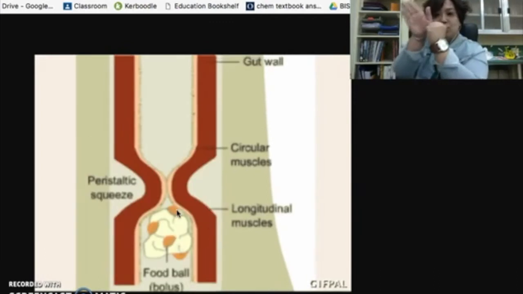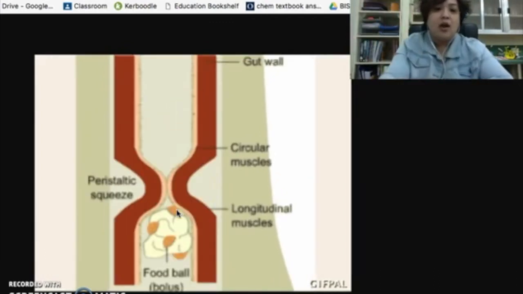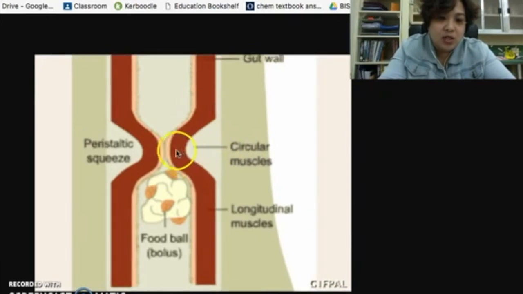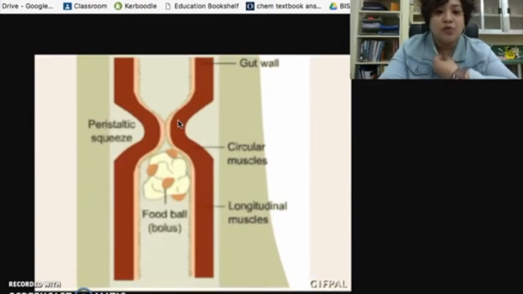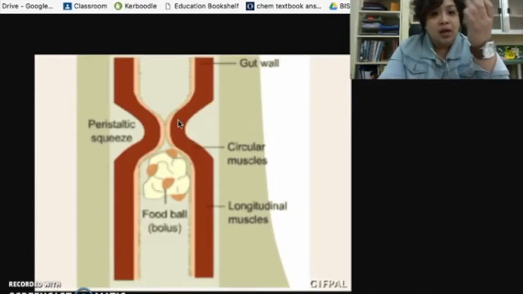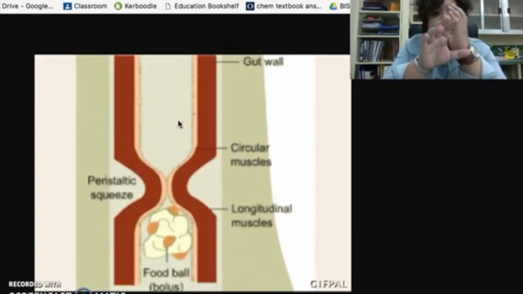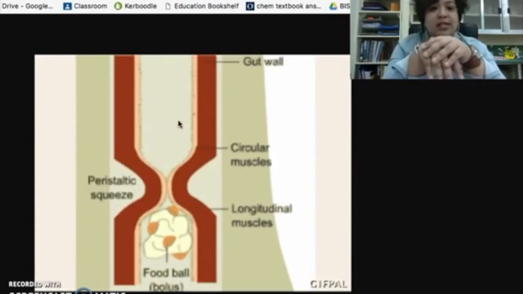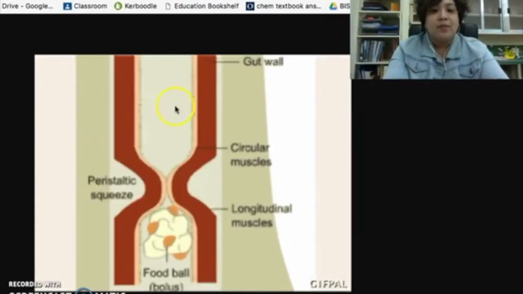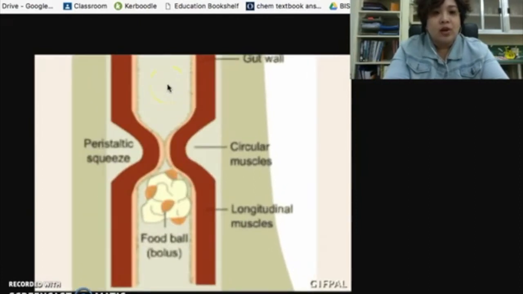So squeeze, move it down, squeeze, move it down. You can see it here. So it's squeezed by your circular muscle and moved further down by your longitudinal muscle. You can observe peristalsis in your esophagus as it pushes down your food. It's also in your stomach as it moves food in a wave-like contraction into your small intestine. Obviously, your small intestine will have peristalsis, and also the large intestine.